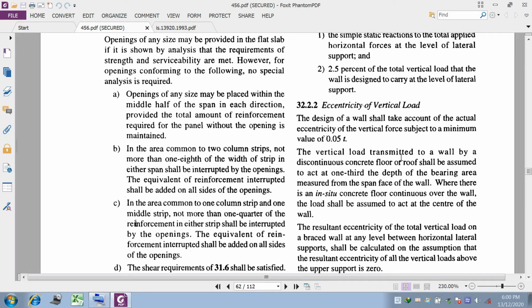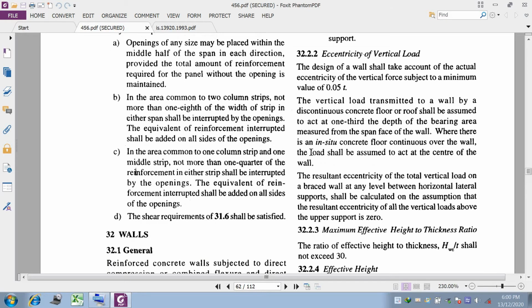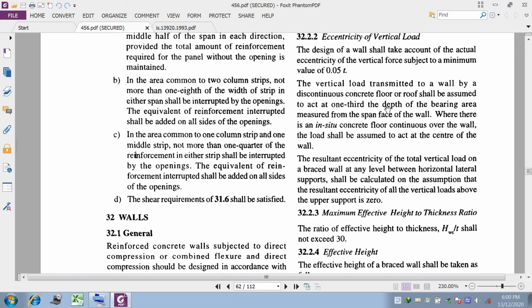Then the vertical load transmitted to the wall by a discontinuous concrete floor or roof shall be assumed to act at one-third of the depth of the bearing area. This point you must remember. Then where there is an in situ concrete floor continuous over the wall, the load shall be assumed to act at the center of the wall. So these are the primary requirements of the load transfer.